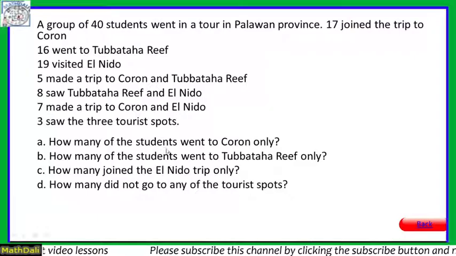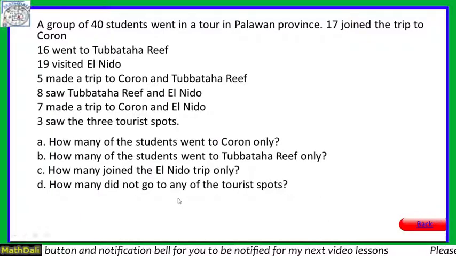Okay, so ang sasagutan natin diyan, ito yung mga question. How many students went to Coron only? Letter B. How many students went to Tubbataha Reef only? Letter C. How many students joined El Nido trip only? Letter D, how many did not go in any of the tourist spots? Okay, so yun yung ating sunod na kasagutan.